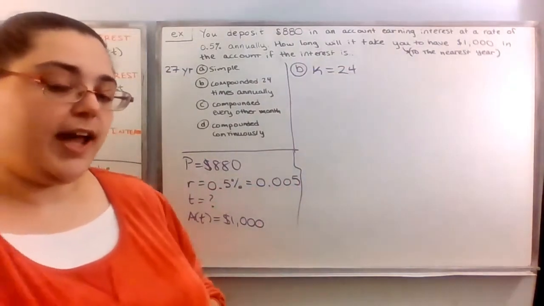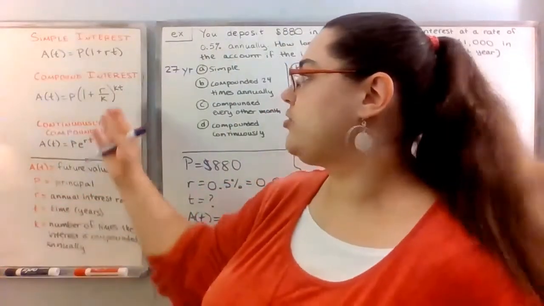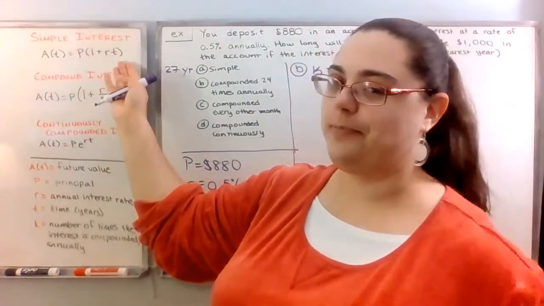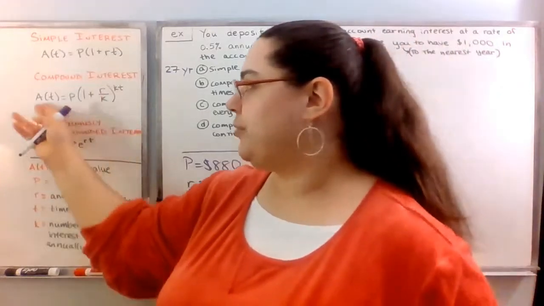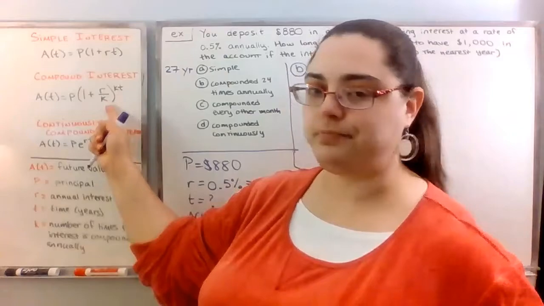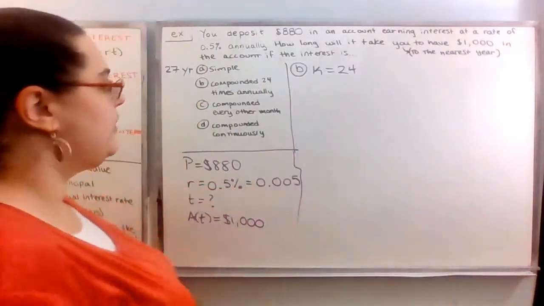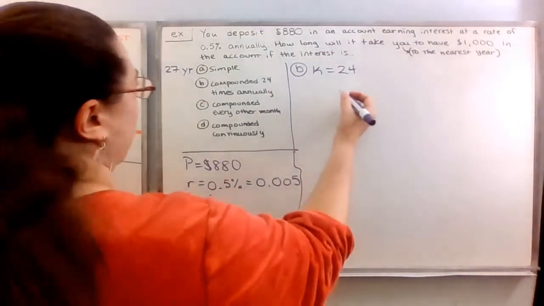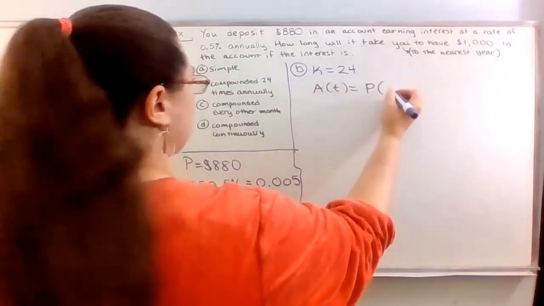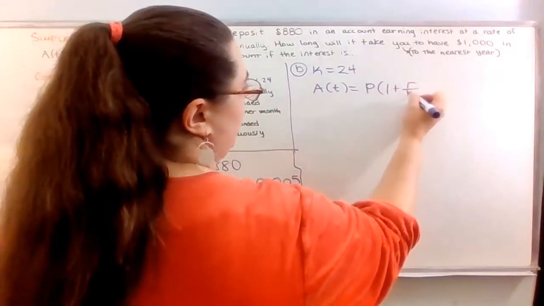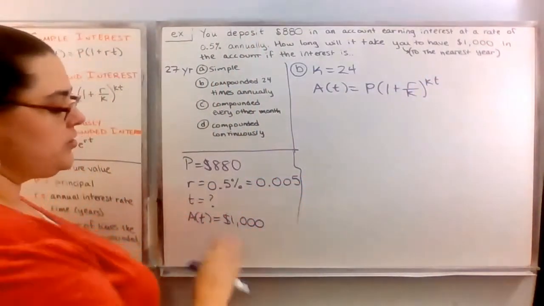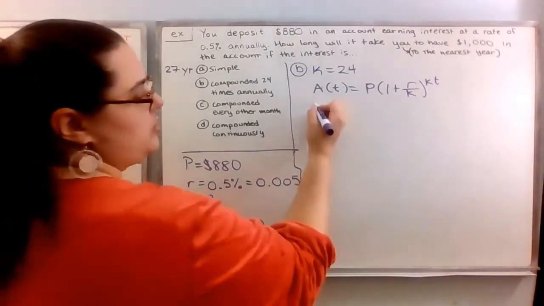We need a value for K because our compound interest formula looks a little bit different from our simple interest formula, right? So I'm going to substitute in pretty much all the same values, and now I have to include this value of K. Let's go ahead and do that. I'm going to rewrite my formula. A of t is P times 1 plus R over K to the KT power. So A of t is 1,000, just like it was before.